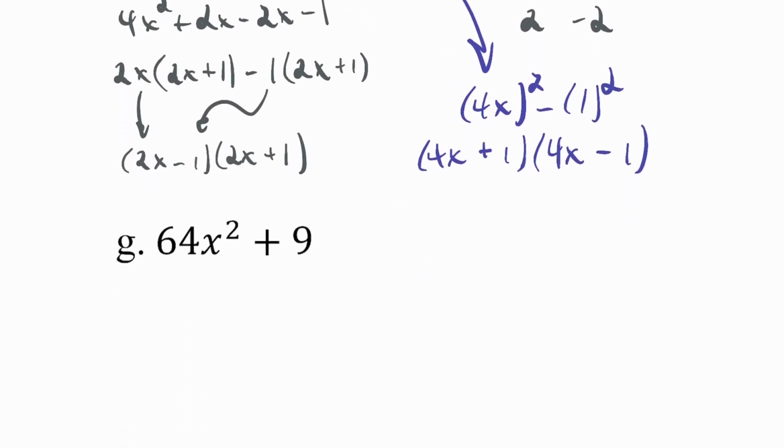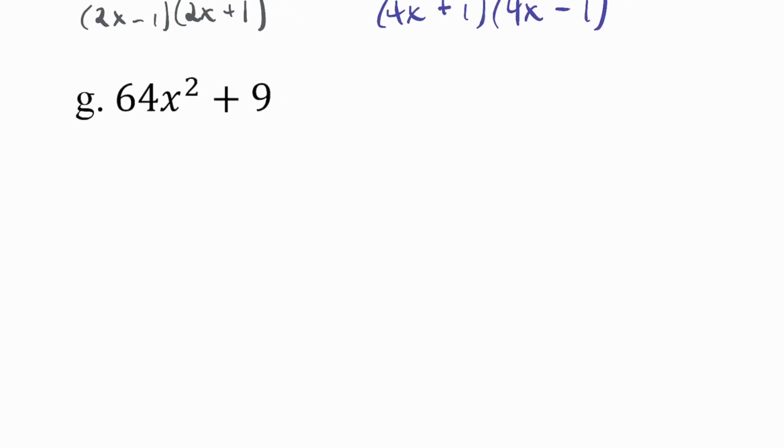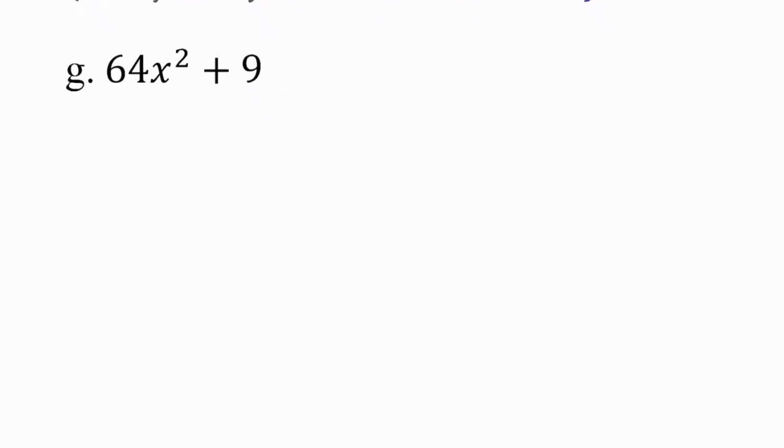Okay. So is this the last one? It is the last one. Okay. So this one's a little tricky. This one, hey, that's square 64. That's 8 squared. 9. That's 3 squared. But it's a sum of squares. So this one does not factor in a nice, convenient way.